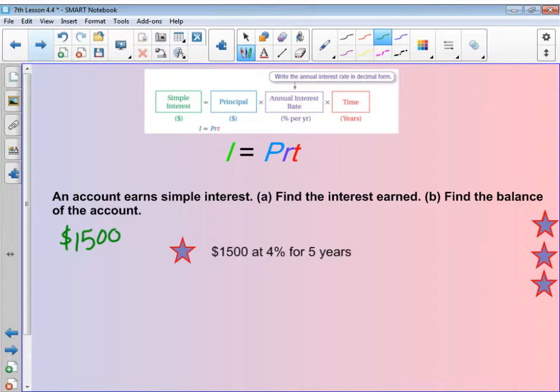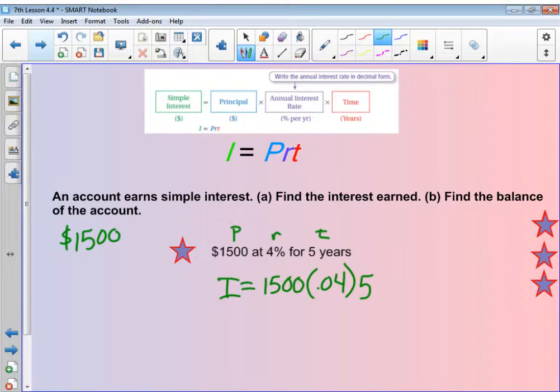So we're going to plug in the information that we know. Our $1,500, that's our P in our formula, our principal. Our 4%, anytime they give us our percent, that's our rate. And then our 5 years, that would be our time. So we're going to go ahead and plug those three things into our equation up above. So our interest equals our principal, which was $1,500, times our rate. Now the rate I'm going to go ahead and write in its decimal form of 0.04, and times our time. So our time was 5 years.